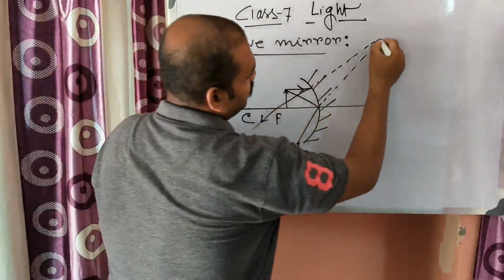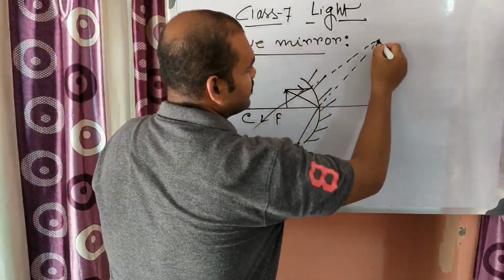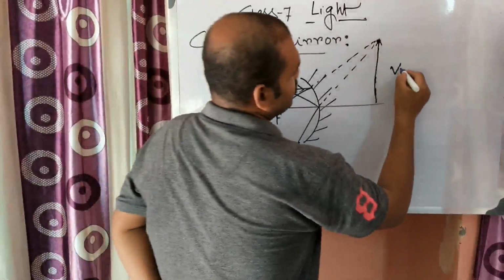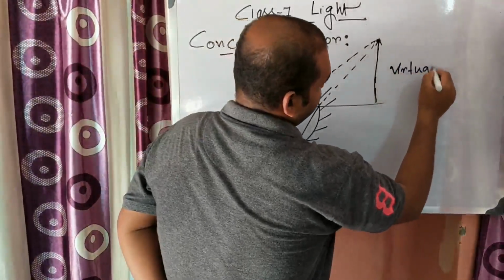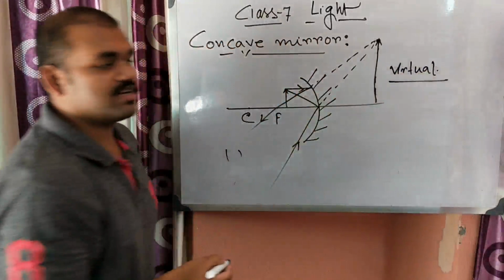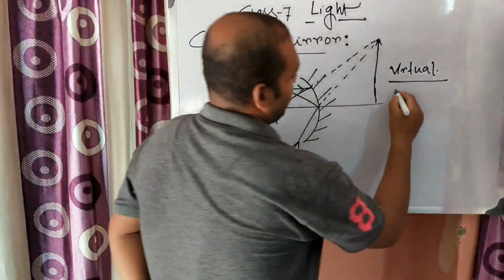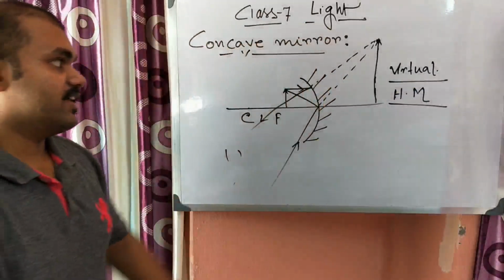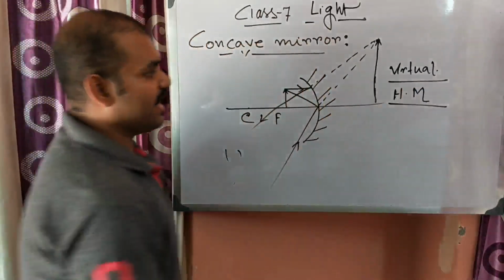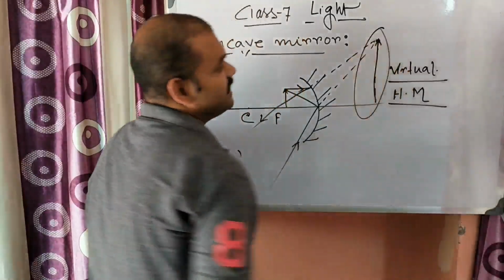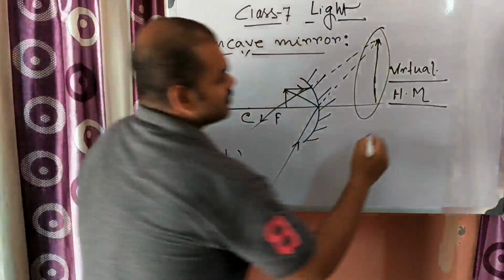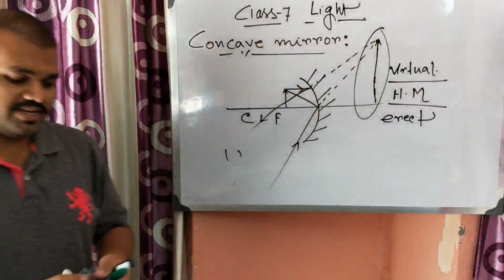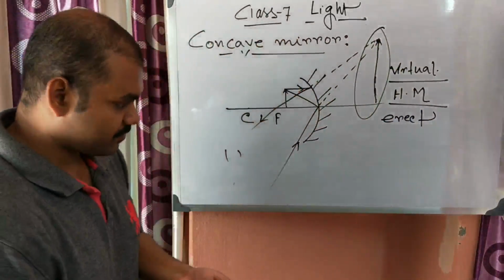There we will get an image, and this image will be a virtual image. Inside the mirror it is creating a virtual image that is highly magnified. So it is virtual, highly magnified, and erect. Okay, understand?